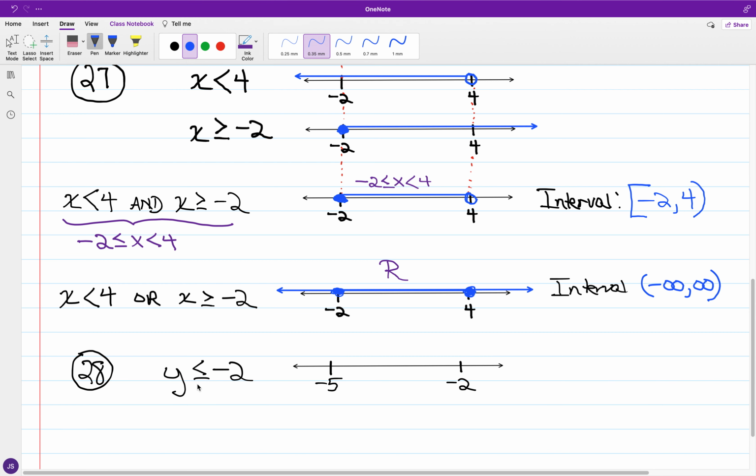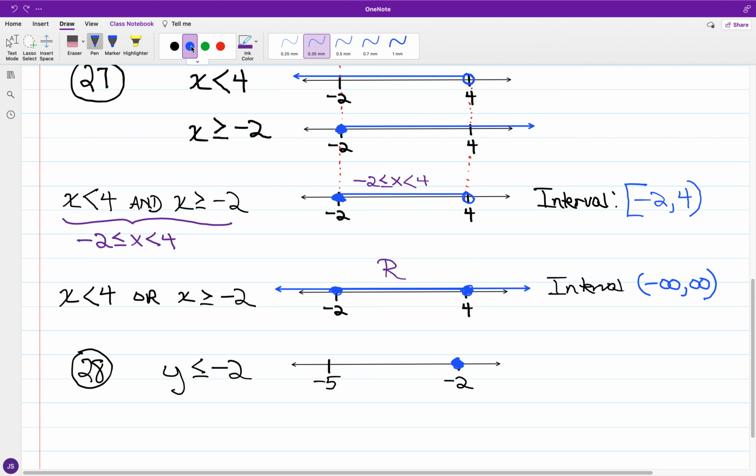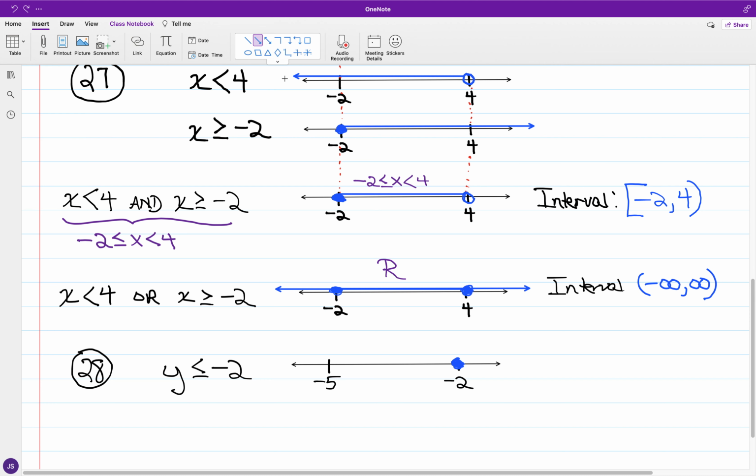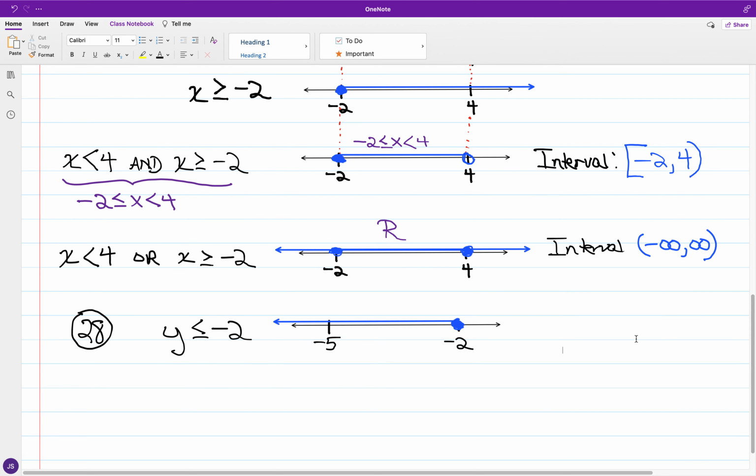So for what we have at the start, we have y is less than or equal to -2. And thanks to the equal sign, -2 is included. And everything else is going to be less than. And we have with our other inequality that y is greater than -5.